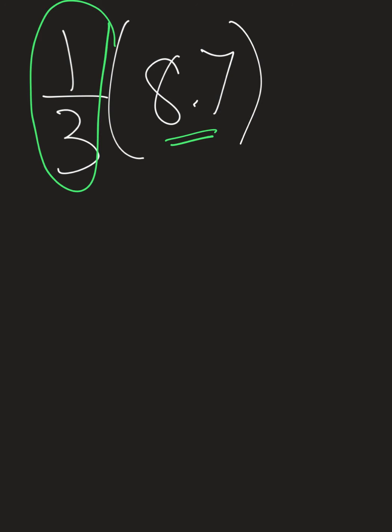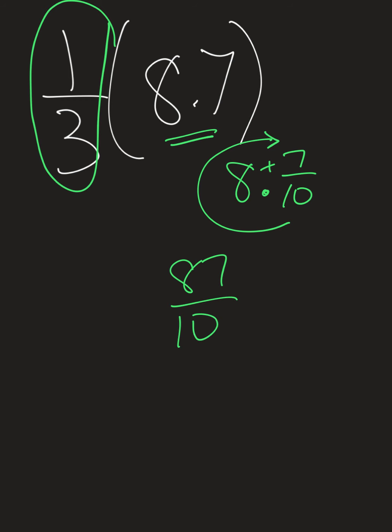So same as last time, I have 8 and 7/10. So I'm going to do my C method here. I'm going to multiply 10 times 8, which is 80, plus 7 is 87 over 10, and I'm going to multiply that by 1/3. This can't be simplified. It's going to be pretty straightforward. 1 times 87 is 87. 3 times 10 is 30.